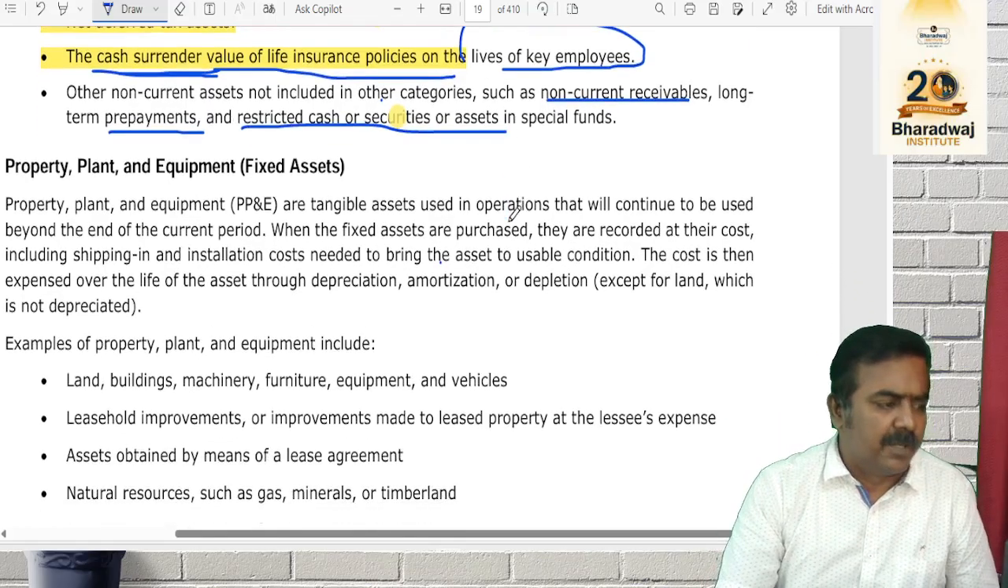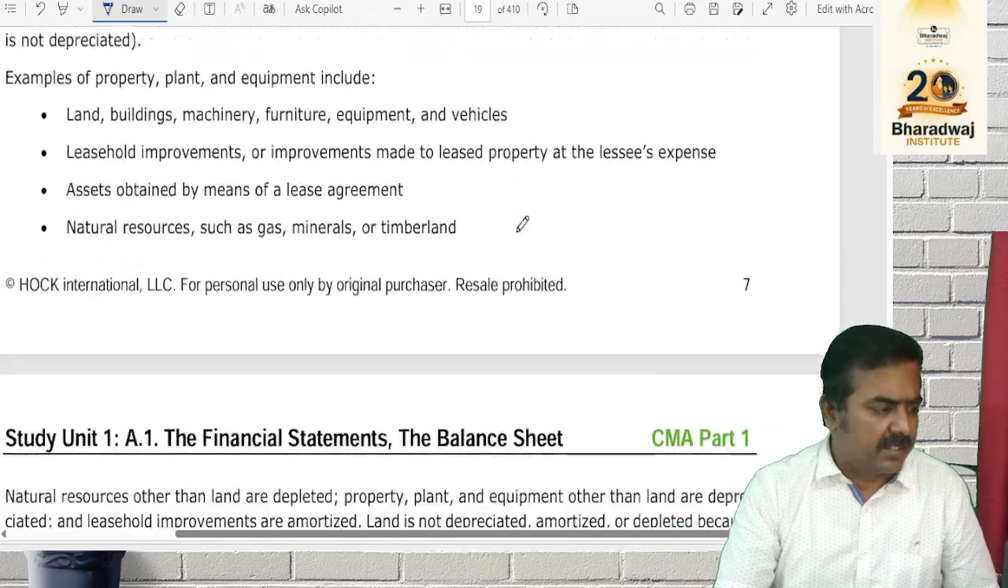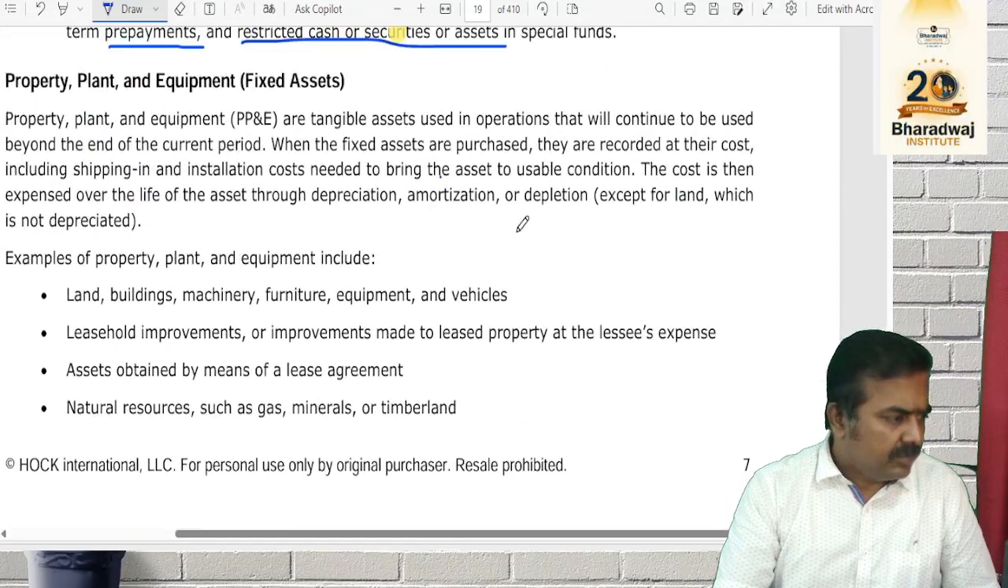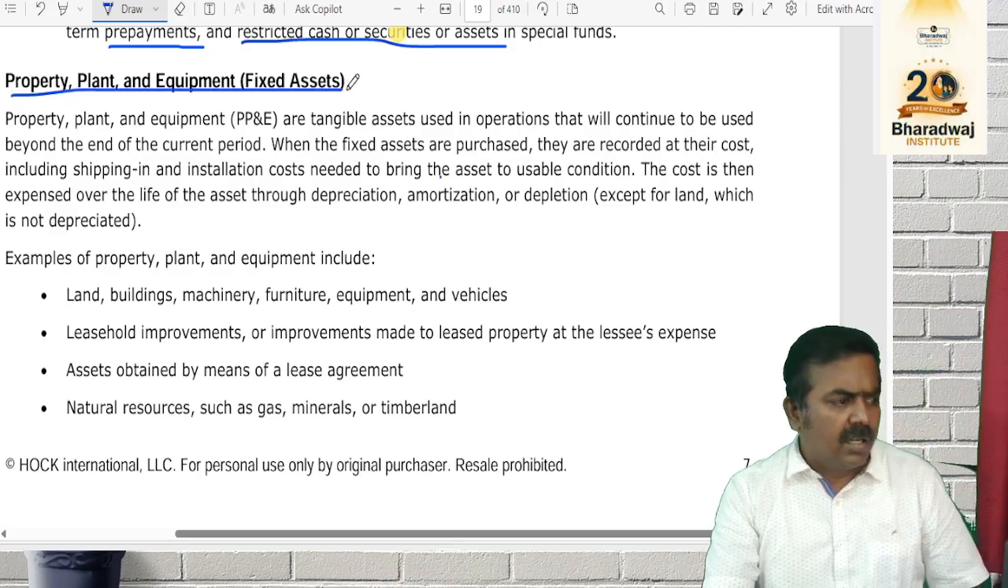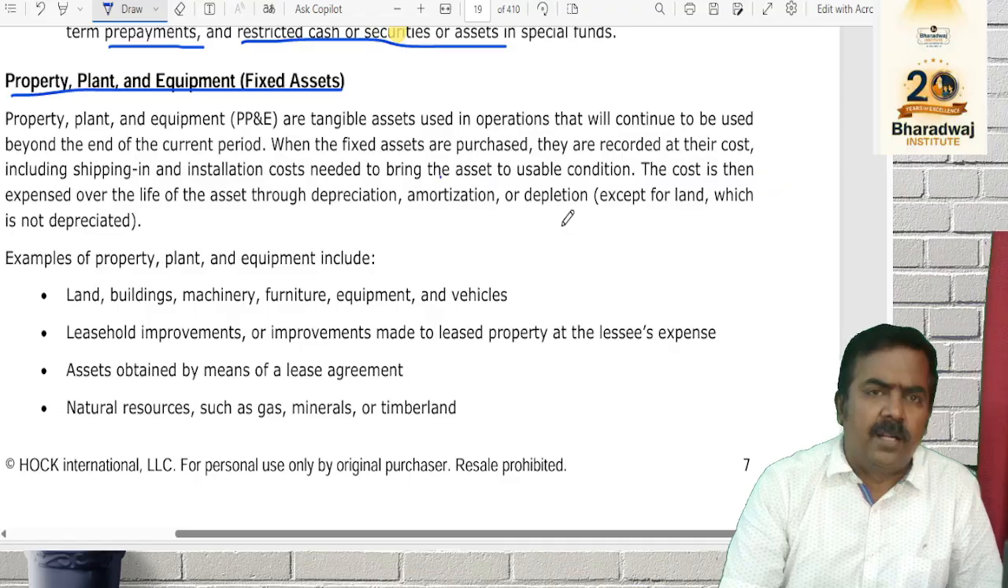So any long-term receivables, long-term repayments, prepaid, restricted cash, etc. and all, that is part of which one? That is part of your non-current assets. Then plant, property, equipment are called as non-current asset. Example of plant, property, equipment.